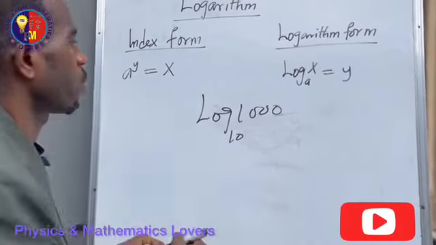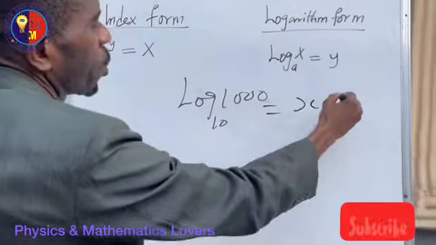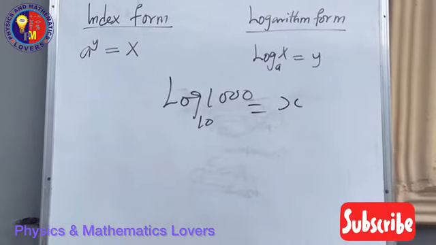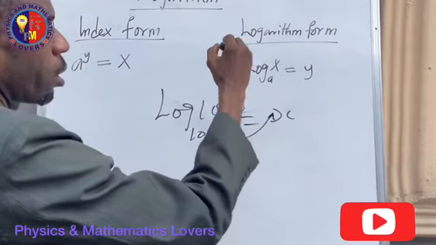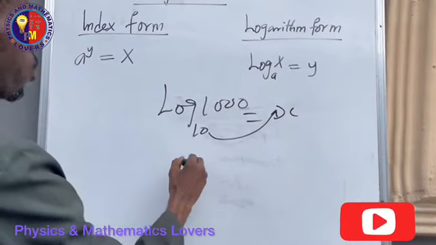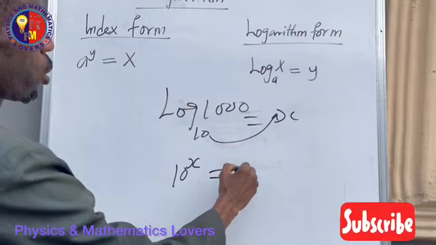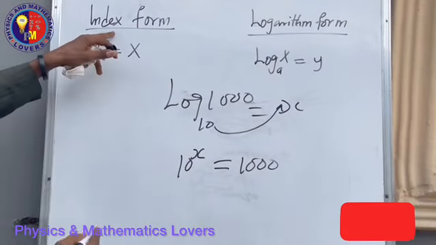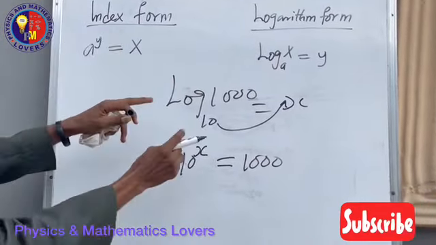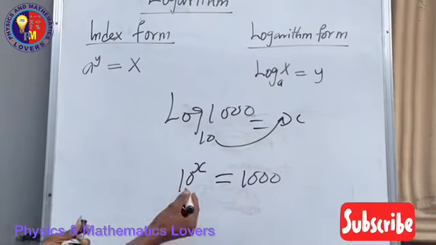If I want to solve this, I would let it be equal to x, or any number. According to the law of logarithm, this 10 has to be raised to this, which gives 10 raised to power x equal to 1000. As you can see, it has become index form. So from logarithm, you transfer to index, and from index, you can also go back to logarithm by taking the log of both sides.